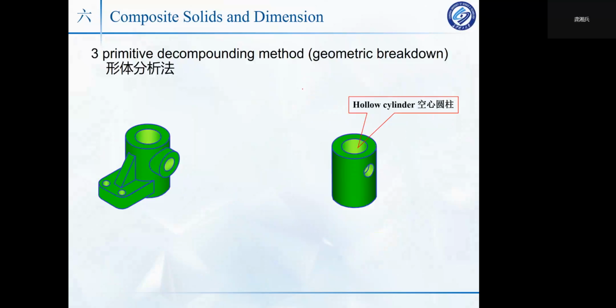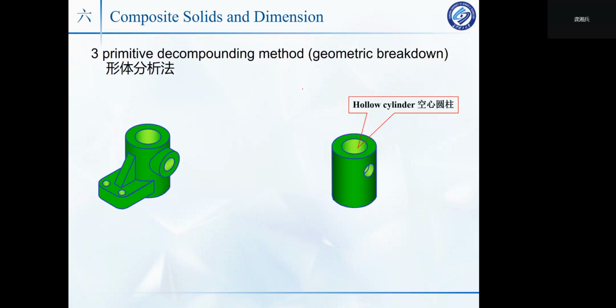Here, when we deal with a composite solid, you should use the primitive decompounding method, or geometric breakdown. Because this is a composite solid, one of its important features is that it is complicated. This means it can be constructed from different parts of solids, combined into a more complete one, so it is more confusing.